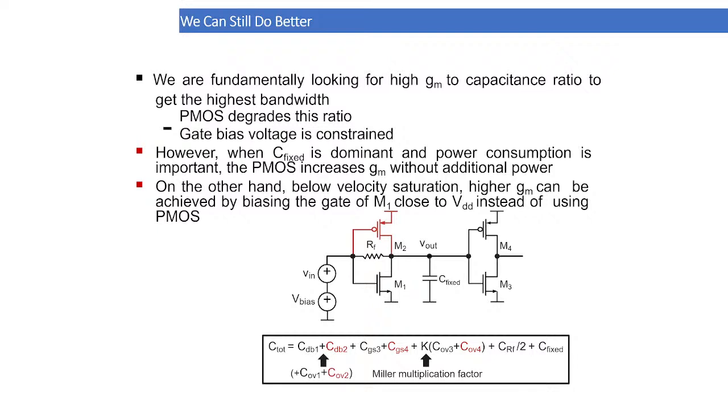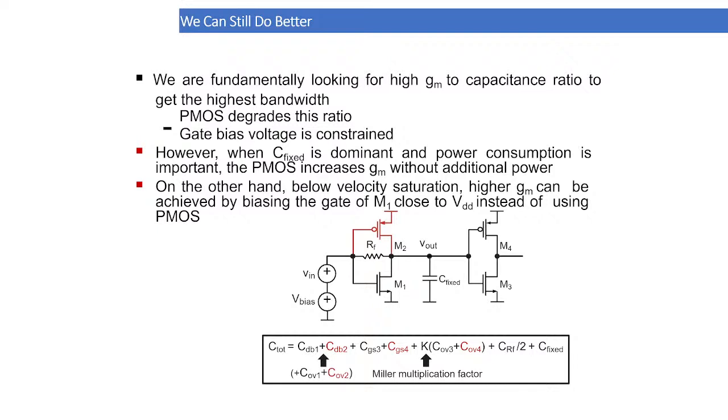To maximize that, what we need to know is that the PMOS degrades this ratio. If we are using the P-type MOS, this ratio is degraded. If it is degraded, then we cannot increase the bandwidth.